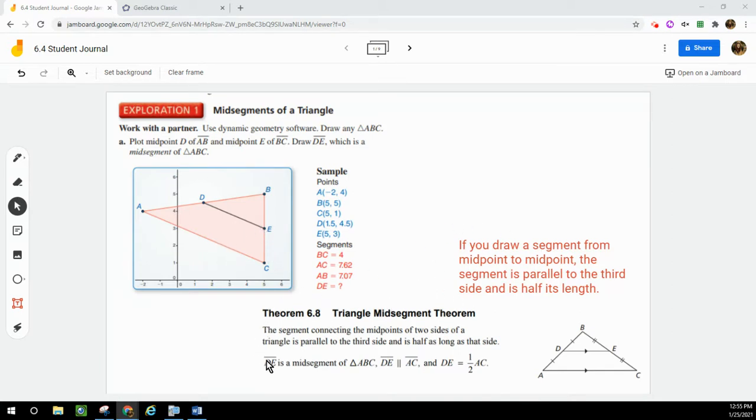We put this together in the triangle mid-segment theorem. A segment connecting the midpoints of two sides of a triangle is parallel to the third side and is half as long as that side. So we see D is the midpoint of AB, E is the midpoint of BC. So DE is the midsegment. It's parallel to AC and it's going to be half its length. Let's apply this theorem.